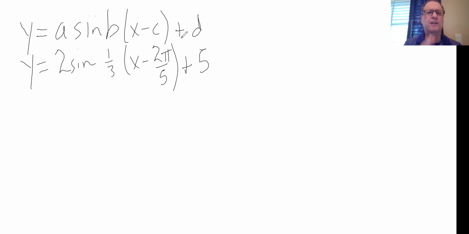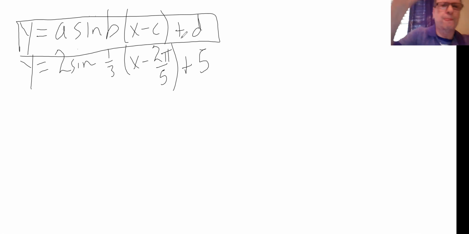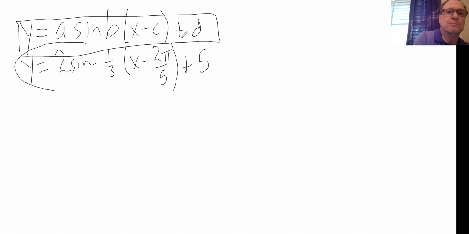Cool. So today we're going to take that parent graph and we're going to move it left and right and up and down. And we're going to vertically shift it and vertically stretch it and vertically shrink it. And we're going to do all these transformations on it. And the general form to graph any sine curve is right here. And today, right now, I am going to show you how to graph that particular one.